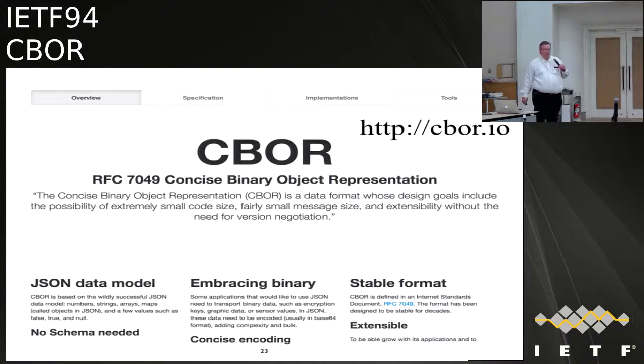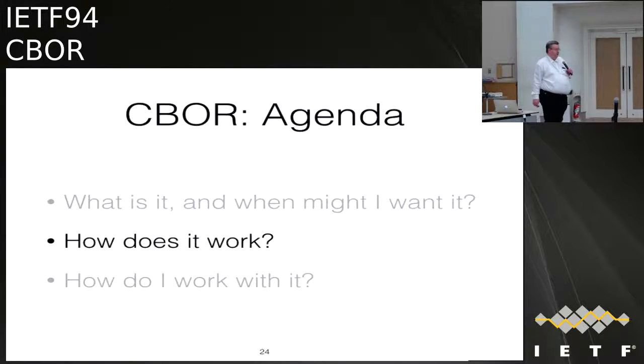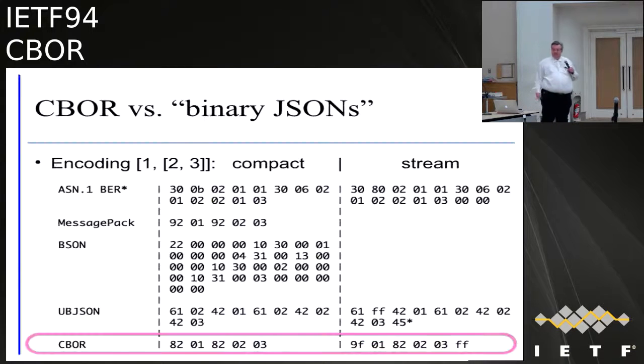Okay, so let's talk a little bit about how it works. Now, if I was telling you how JSON works, I would probably use these wonderful racetrack diagrams, syntax diagrams, and so on. But of course, CBOR is binary. So a CBOR instance looks like this.